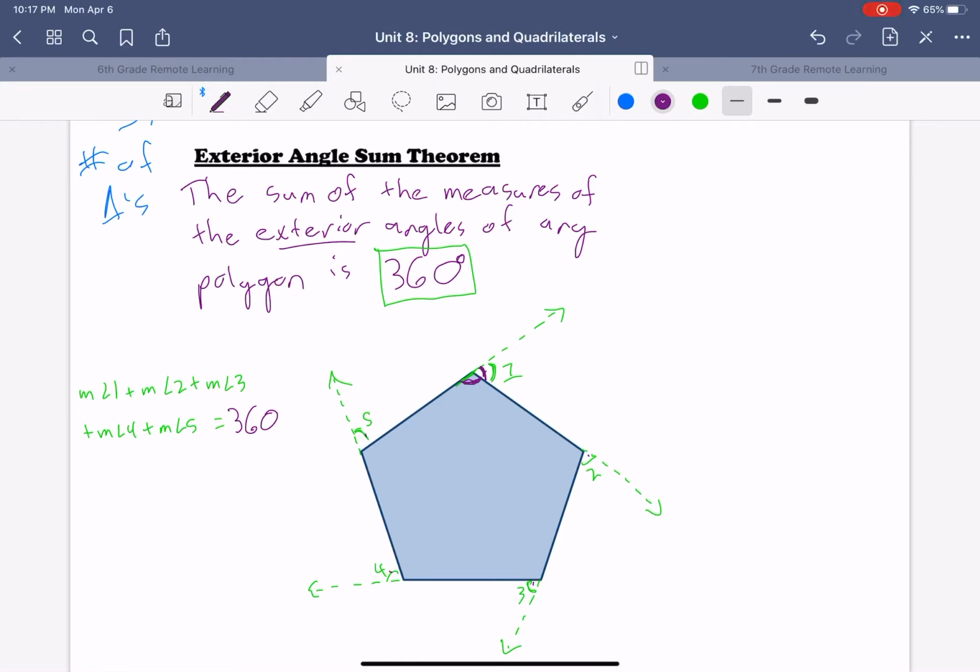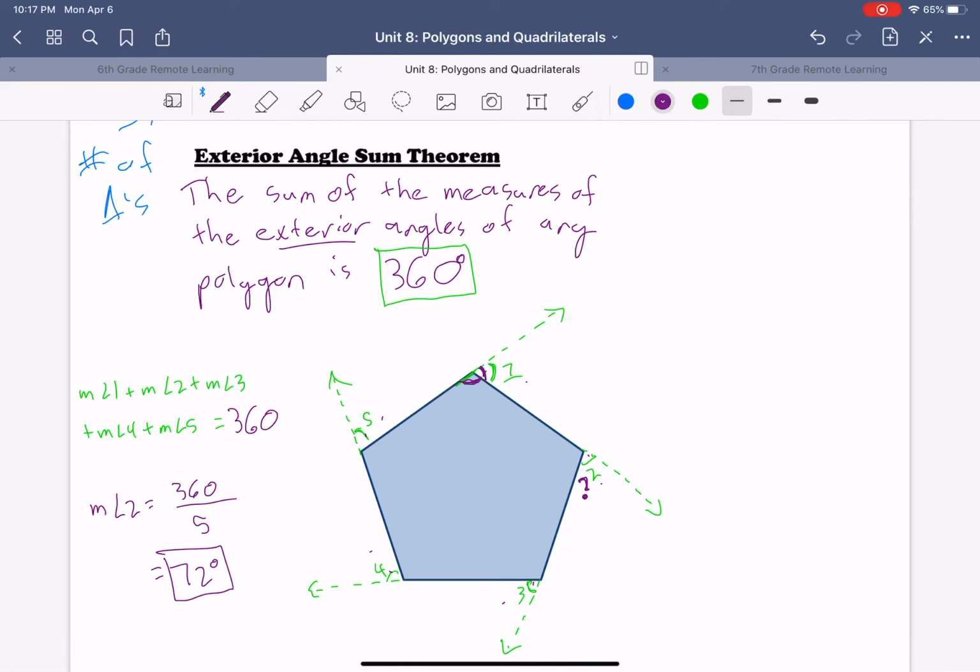Okay, so let's find that measure of 1. Let's say we want to find the measure of angle 2. Let's say this is a regular pentagon. So to find that, we'd say the measure of angle 2 is going to be 360. All of these are congruent because this is regular. So just 360 divided by 5, which is 72 degrees. That's also the measure of 1, 2, 3, 4, and 5. That's the measure of all 5 of them.